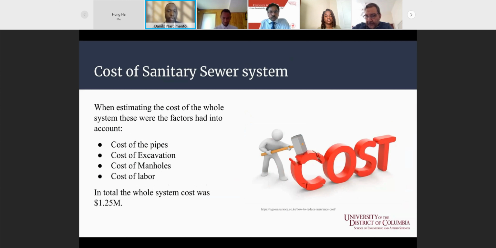And when calculating the overall cost of the whole system, we took into account the cost of the pipes, excavation, manholes, and labor. And in total, we had a cost of $1.25 million. Now I'm going to pass it to Carla, who's going to talk about the water supply system.